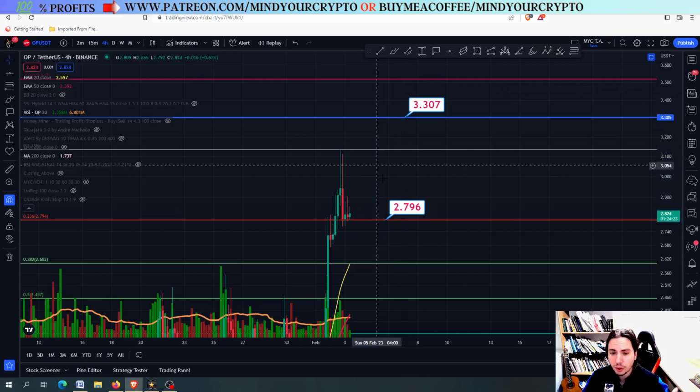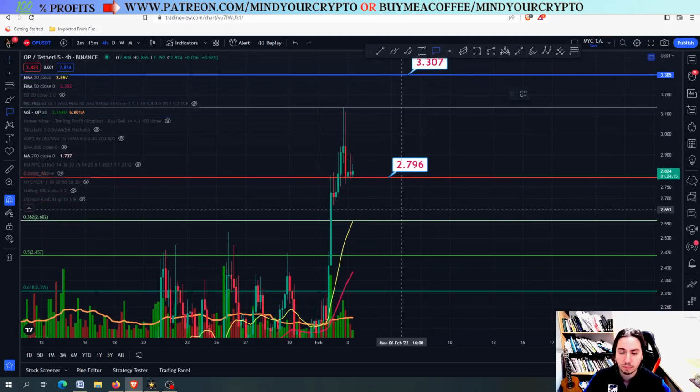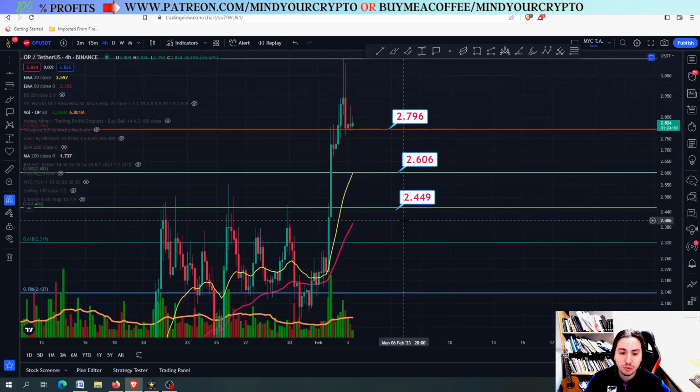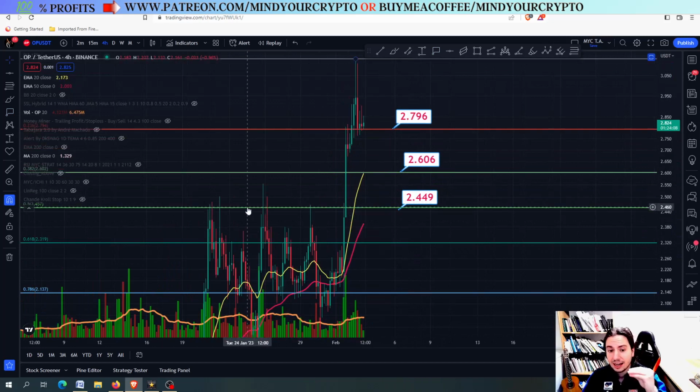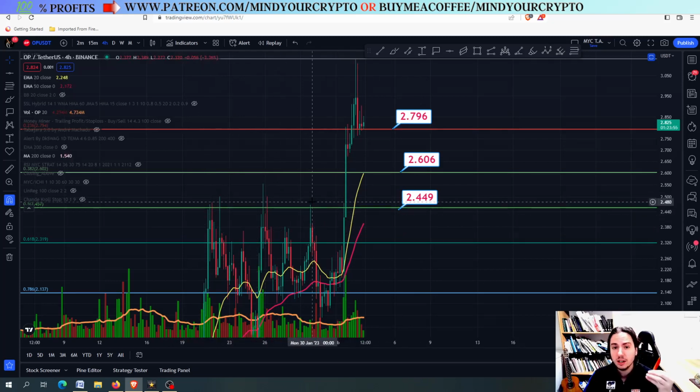However, let's assume that we cannot keep holding this. Let's assume that we cannot hold the 2.796 for the short term. Then we are going down towards the 2.60 and finally towards the 2.449. You can see what an important support level this is. 2.449 is a hugely important support level because it was the resistance level multiple times when we were forming the bullish pennant formation, right? So losing that in the short term, that means we are going down.